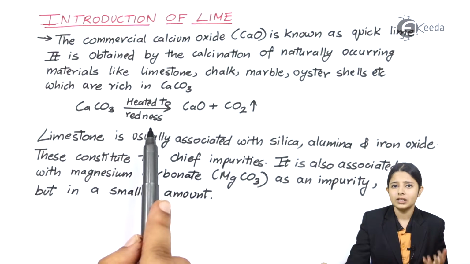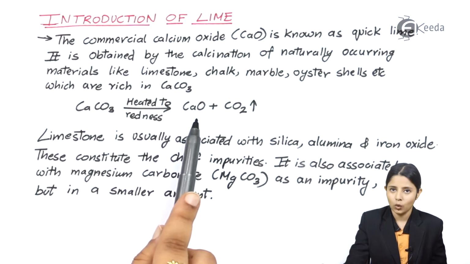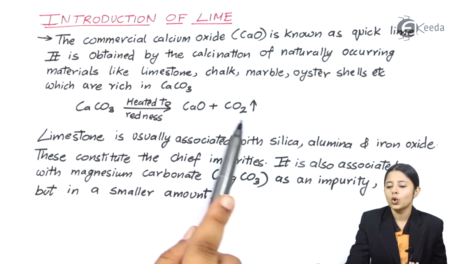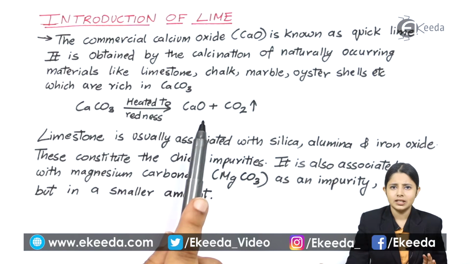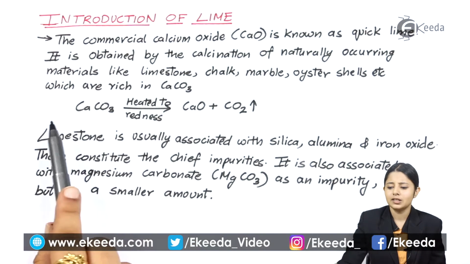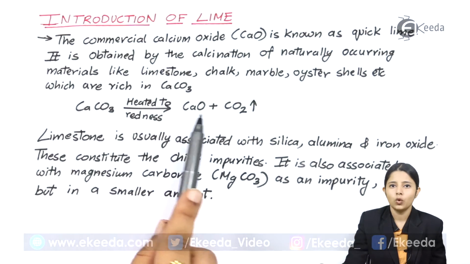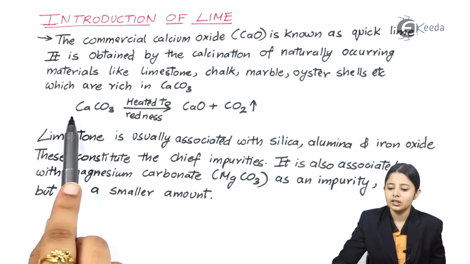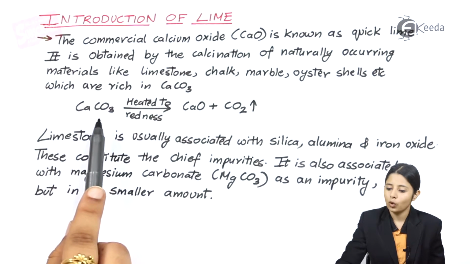Once it turns red in color, the only thing that is left is CaO, that is calcium oxide, and the CO2 just goes away in the air. So making lime is very easy. Just get calcium carbonate, CaCO3, heat it till it turns red, and it will turn into CaO plus CO2. Now when I say CaCO3, Ca stands for calcium, C stands for carbon, and O stands for oxygen.